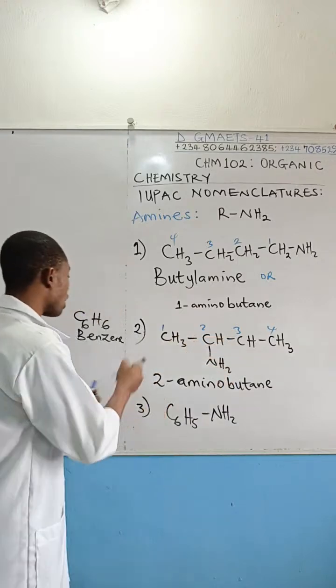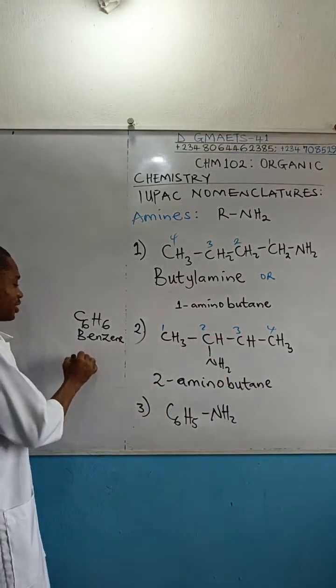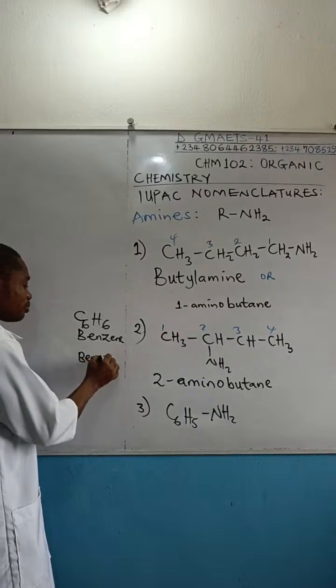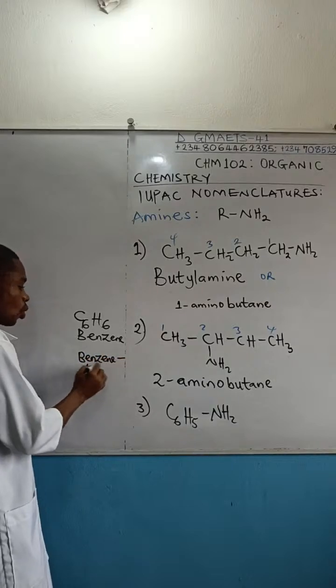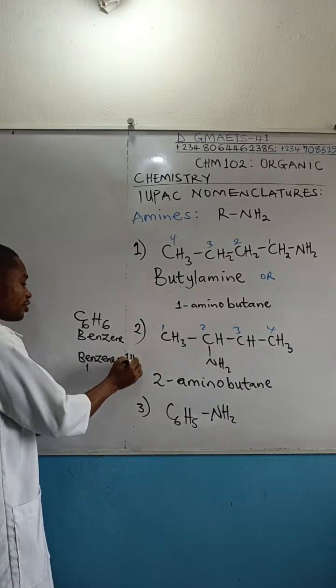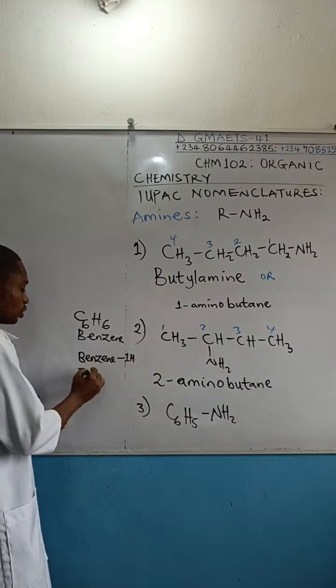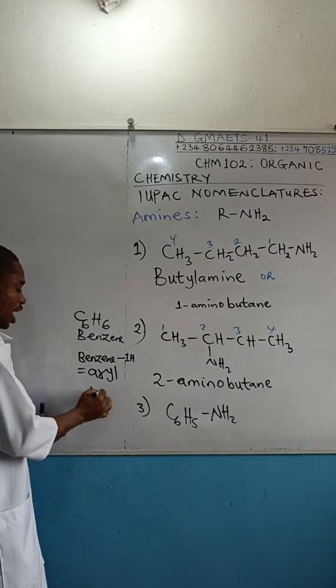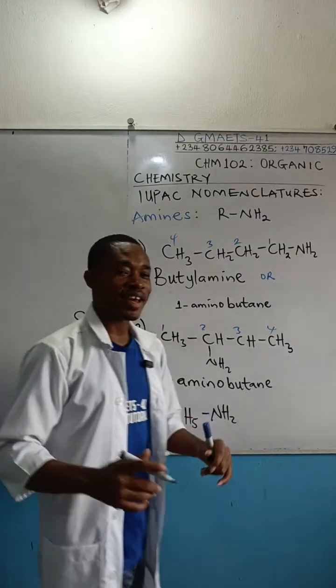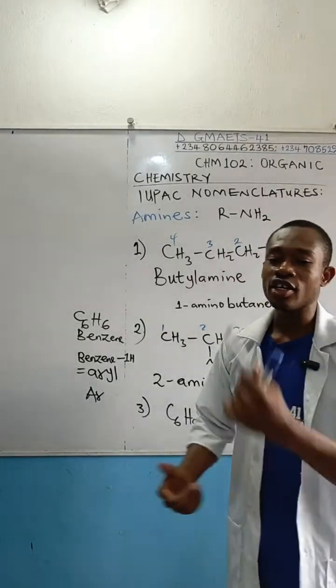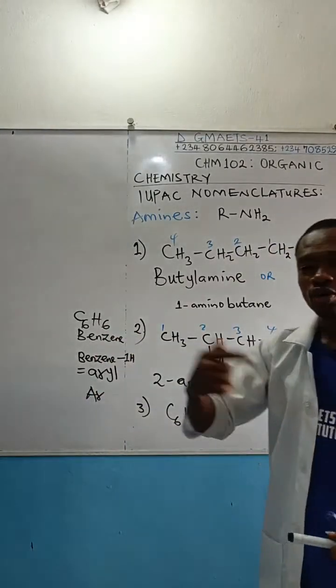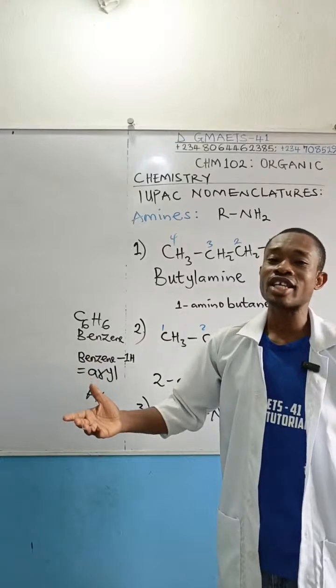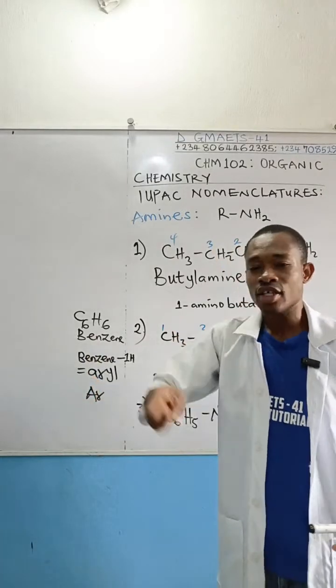You now have what? Aryl. Look at it. Benzene minus one hydrogen will be equal to a group called the aryl. We use Ar to represent the aryl, just like you have alkyl. Alkyl is gotten from alkane. When alkane loses one hydrogen, you say, okay, alkyl. And we use R to represent it.